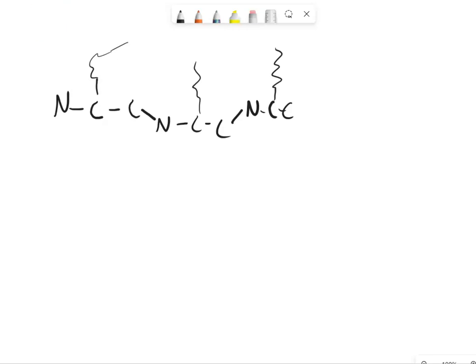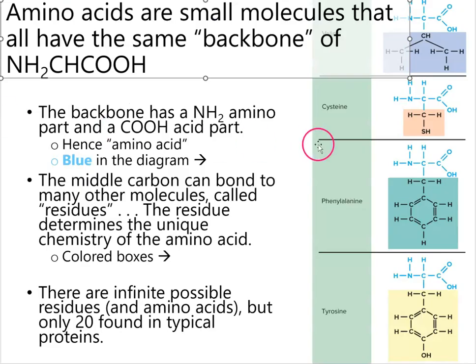And no one else would draw it as a squiggle. They would draw it as something like this, because amino acids are relatively small and you can draw their whole structure in this way. So tyrosine is a relatively big amino acid. That's it. That's all tyrosine is.